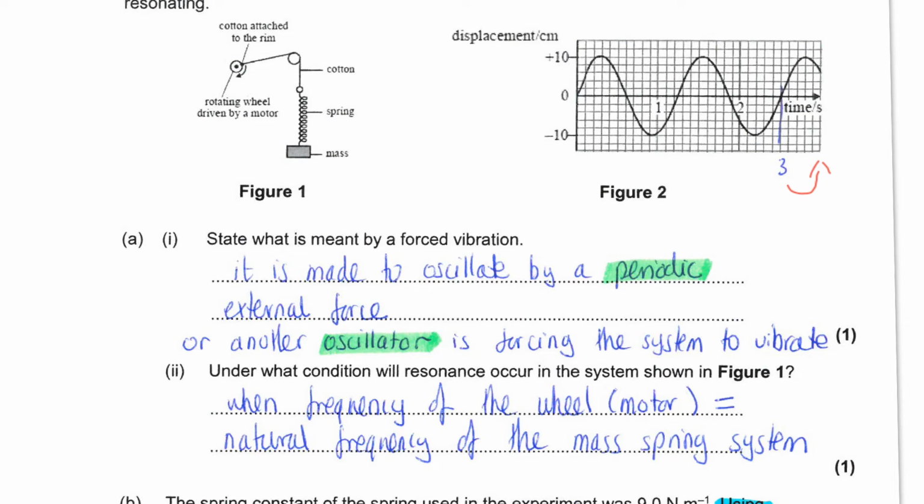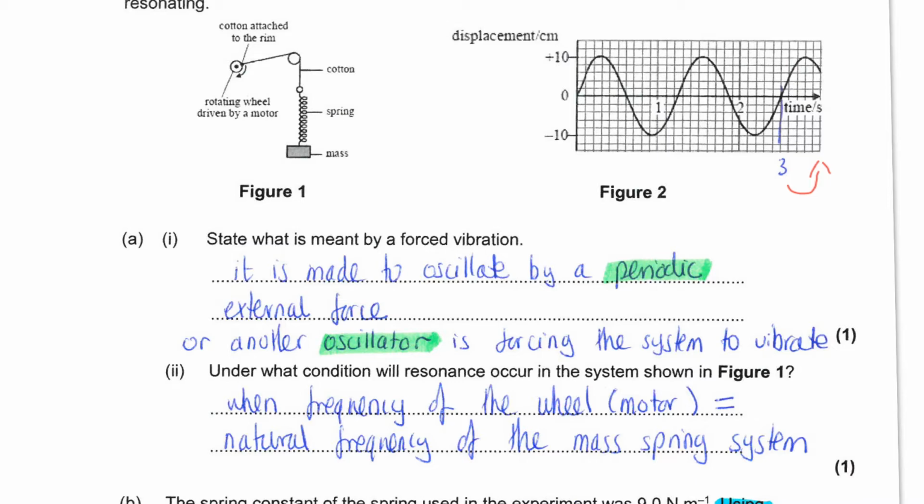Periodic motion question 9. The diagram is showing the apparatus for investigating forced vibrations and resonance of a mass spring system. The graph shows displacement against time when the system is resonating.